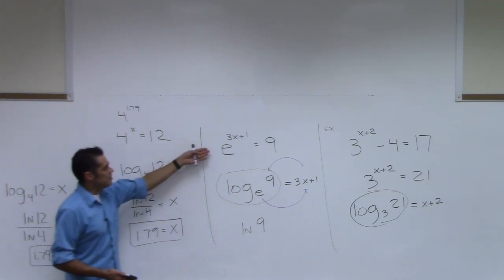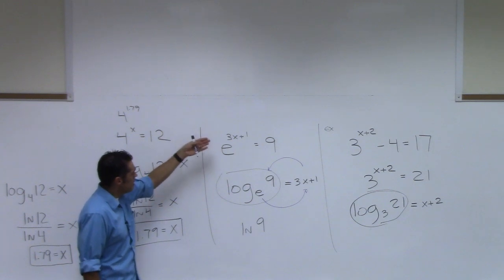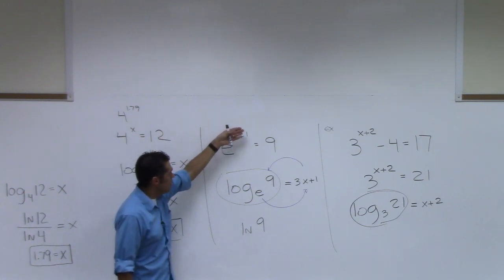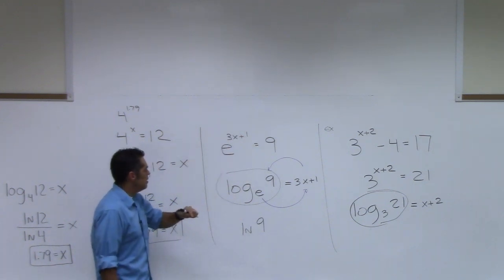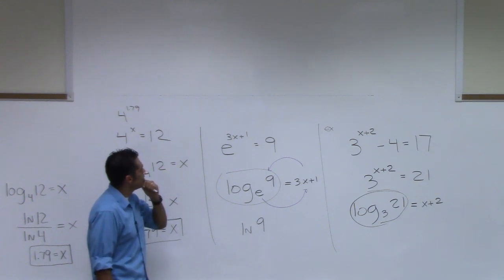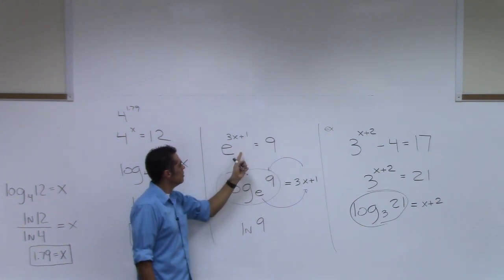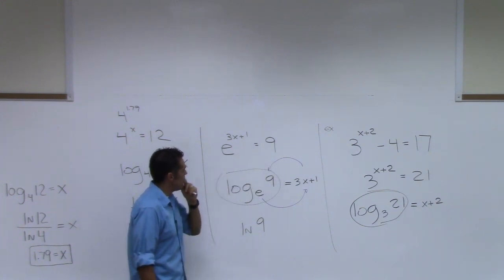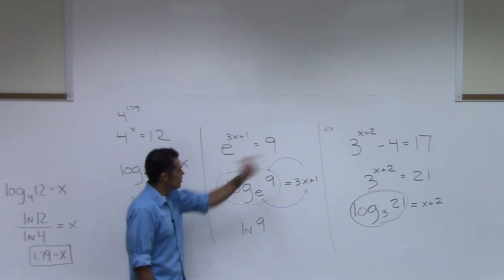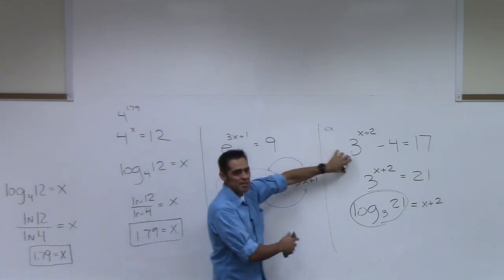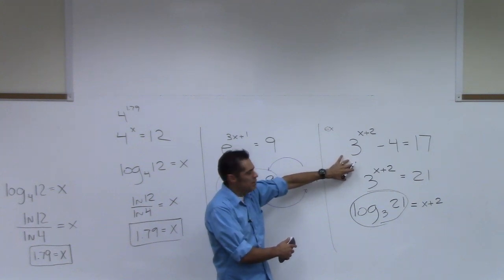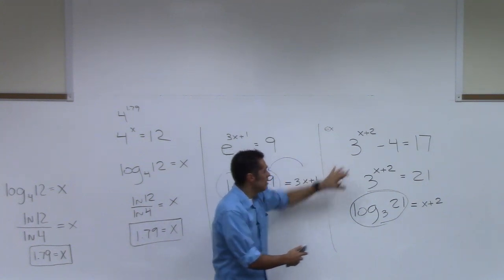Okay, let's go back to this one right here. We said e raised to 3x plus 1 is equal to 9. I thought there was more to that one. Was that the one? I thought the 9 came from something else. It was 2e to 3x plus 1 equals 11. Oh, okay. I'm sorry, this was the second one then. Let's look at the second one.